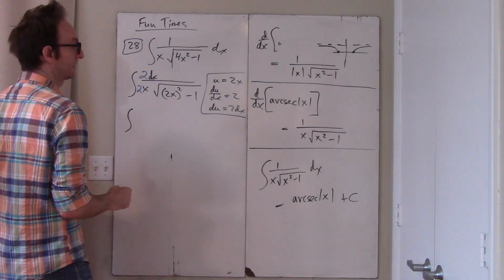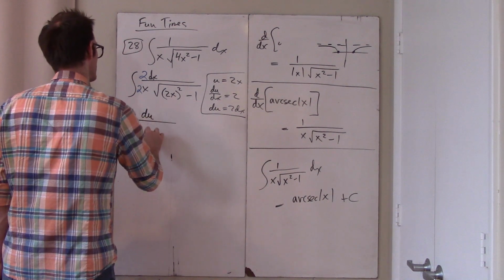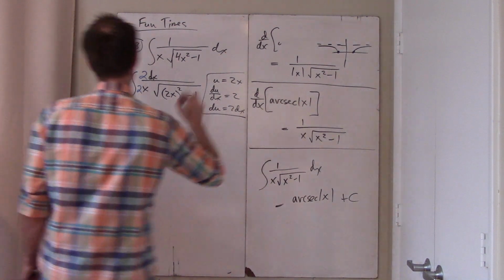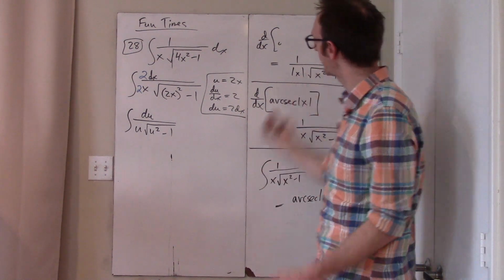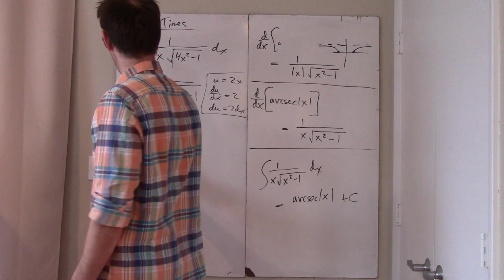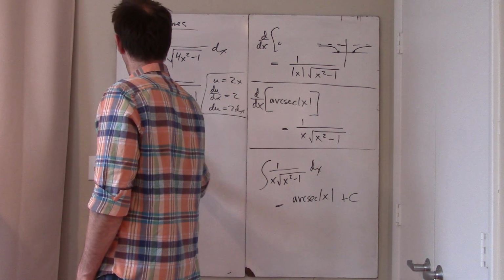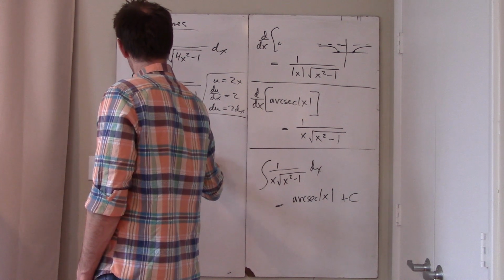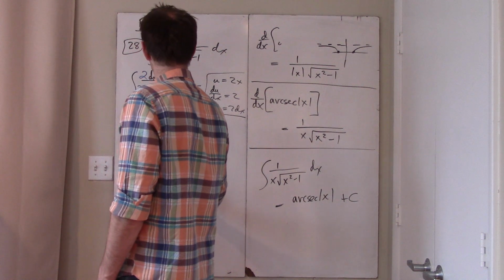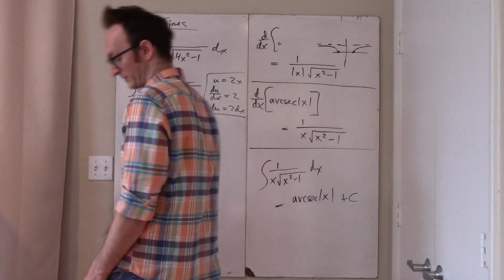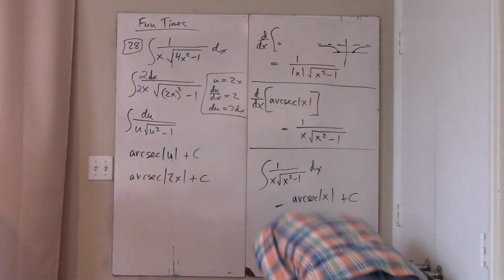this can be written as du over u root u squared minus 1, and then I apply the formula. But you have to know the formula, and the answer is it's arcsecant absolute value u plus c. So the real answer is arcsecant absolute value 2x plus c. Okay, two more.